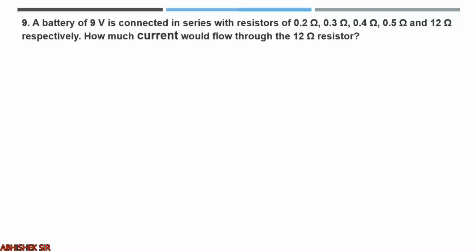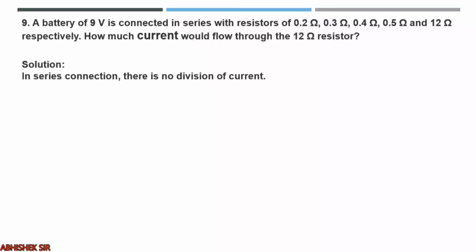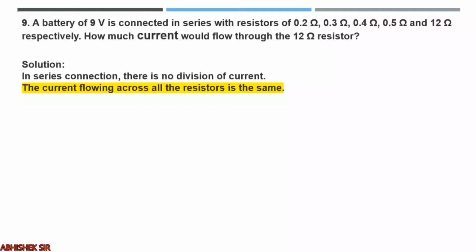Battery of 9 volt is connected in series with 5 resistors, 0.2, 0.3, 0.4, 0.5 and 12 ohm resistors. How much current would flow through the 12 ohm resistor? Now don't forget the very basic concept. In series connection there is no division of current. So even if there are 5 different resistors, current will be the same. The current flowing across all the resistors is the same.